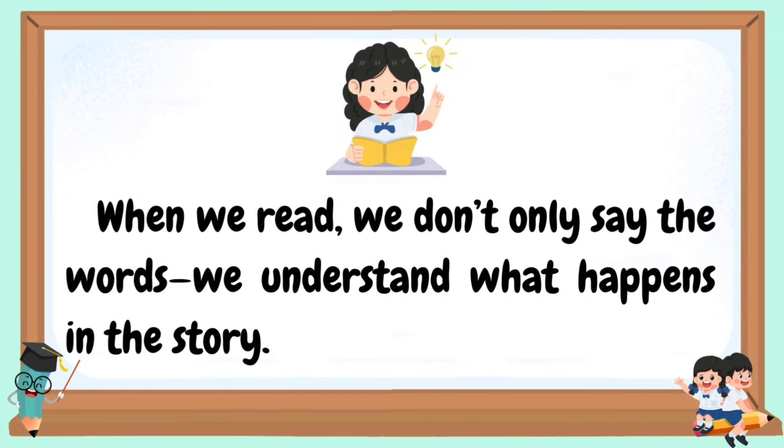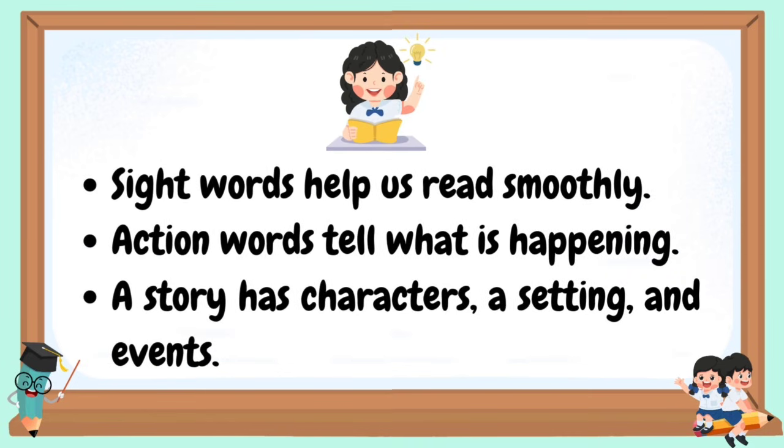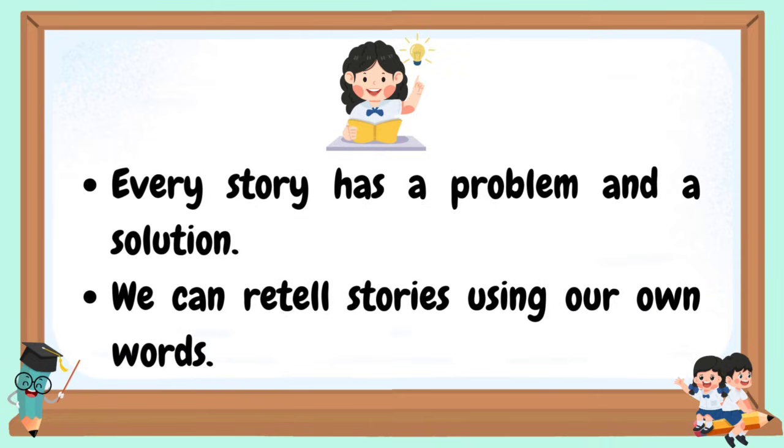When we read, we don't only say the words. We understand what happens in the story. Sight words help us read smoothly. Action words tell what is happening. A story has characters, a setting, and events. Every story has a problem and a solution. We can retell stories using our own words.